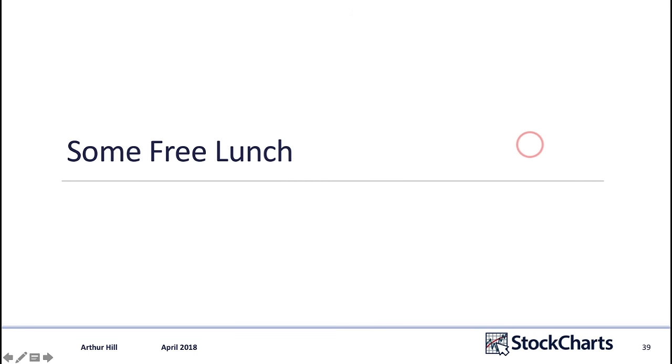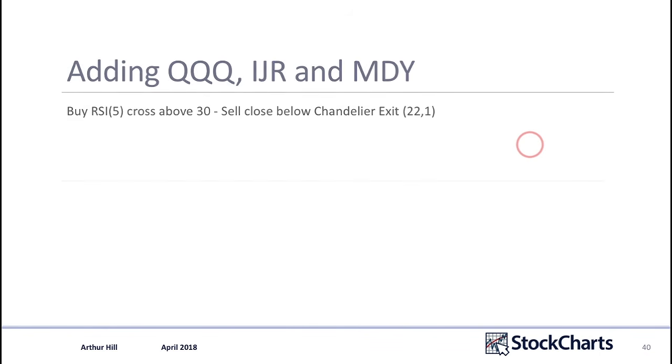So now let's look at this system, and we're going to expand it to some other ETFs and show you how to get some free lunch. So basically, we're going to add QQQ, IJR, and MDY to the mix. So we're going to use 5-day RSI for QQQ. So when it moves above 30 for QQQ, we get a buy signal. And we're going to use the Chandelier Exit 22-1 for the exit on QQQ. Each one has its own individual signals based on those indicators.